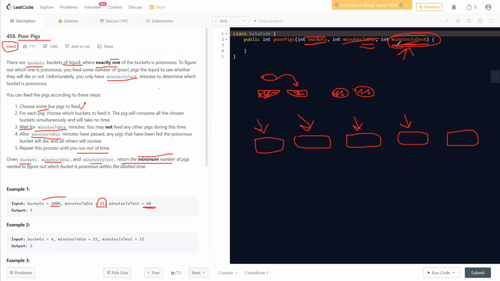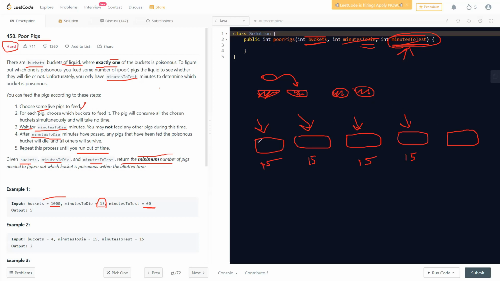But what is our time to test? Time to test is 60 minutes. So 15 is gone over here. Another 15 minutes is gone over here. Another 15 minutes is gone over here. And the last 15 minutes is gone over here. So our 60 minutes is over in checking the four buckets. And we find that the pig, our dear pig, is still alive, right?